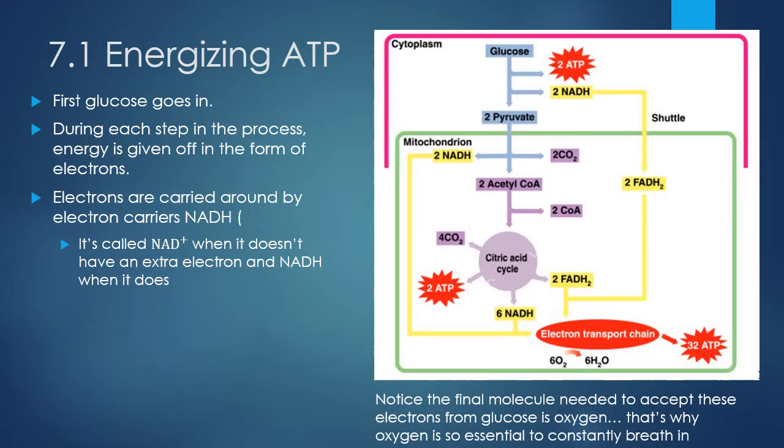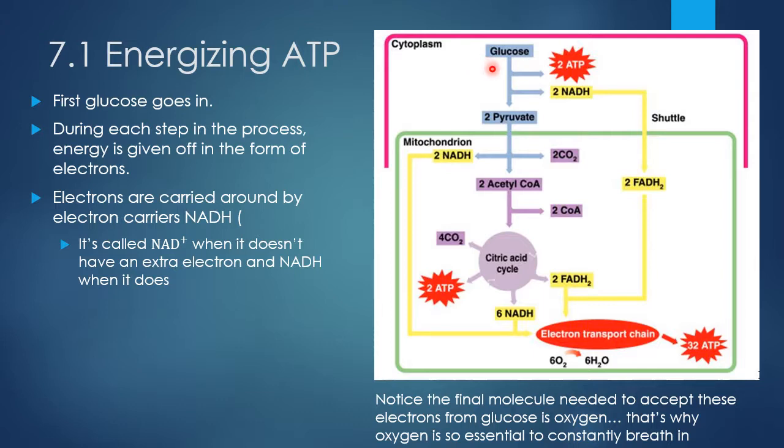Let's look here at an overview of how that glucose is going to get transformed into ATP energy. So the first thing that's going to happen is you eat something, some kind of plant product with glucose in it, and that glucose starts getting broken down.